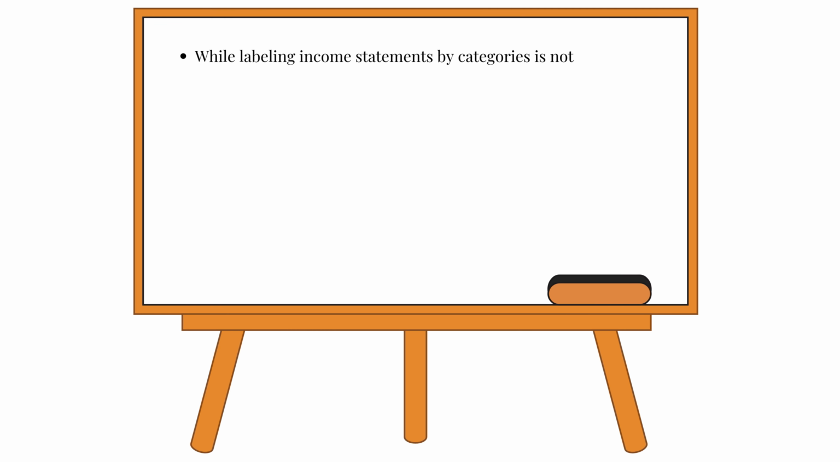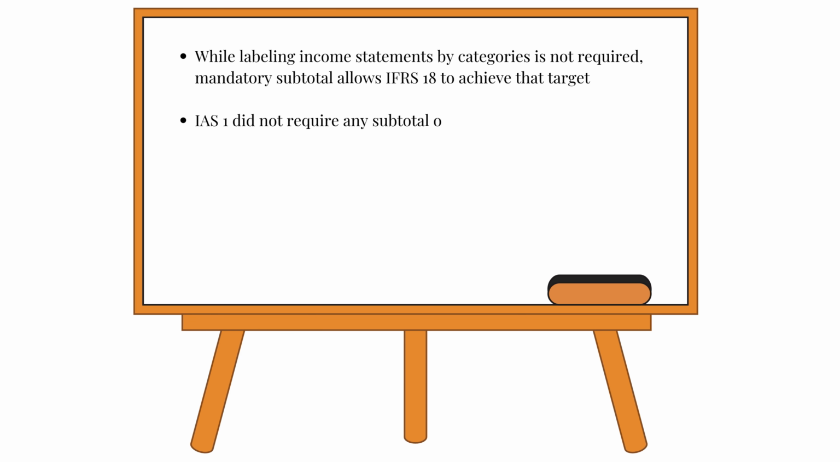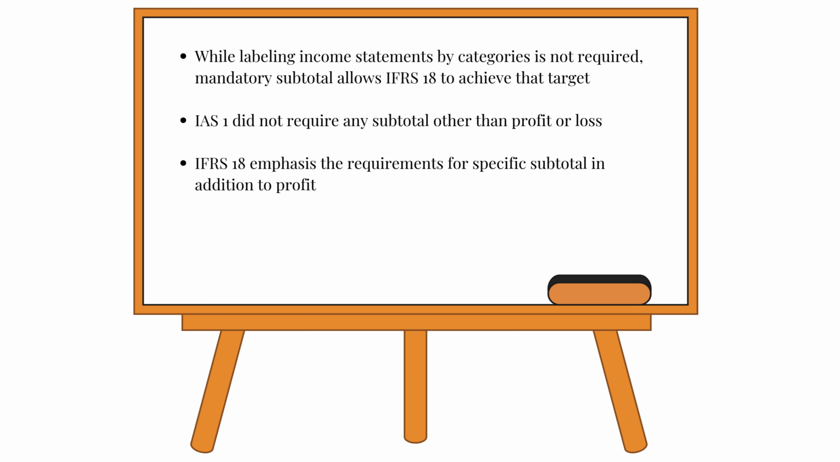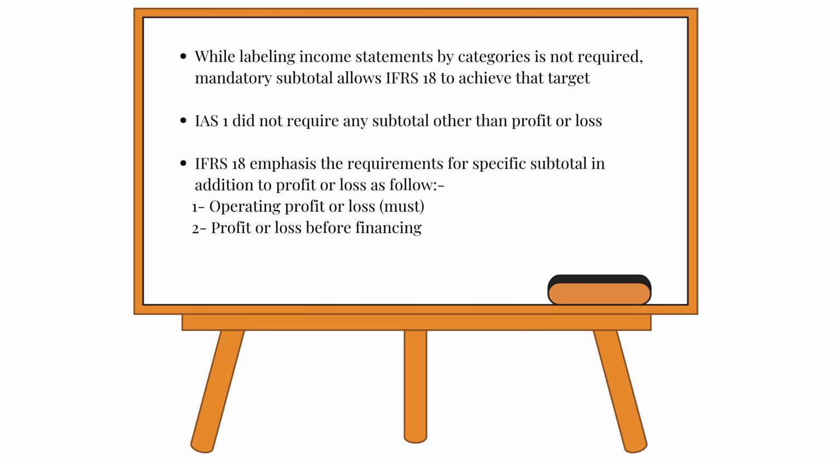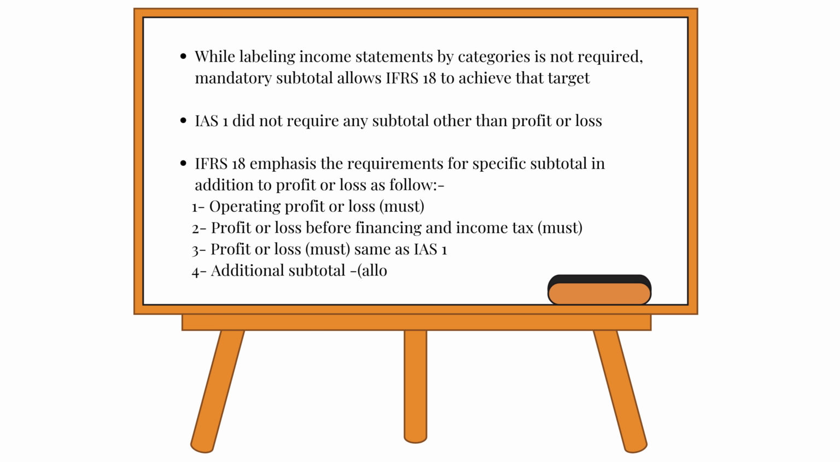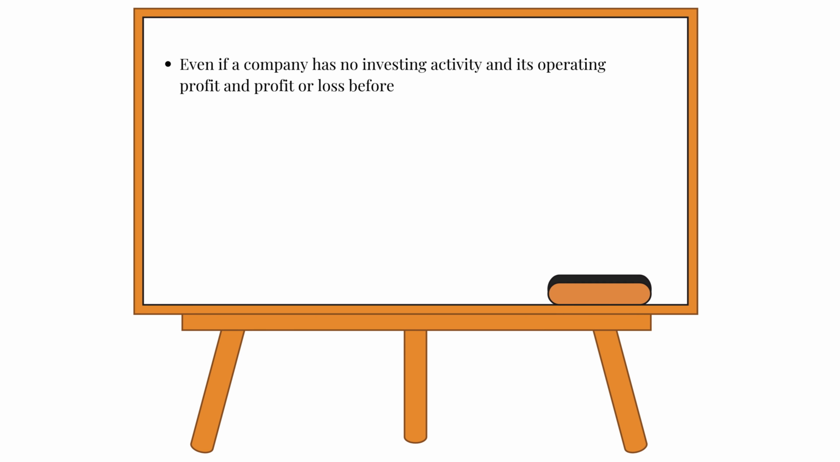While labeling income statements by categories is not required, mandatory subtotals allow IFRS 18 to achieve that target. IAS 1 did not require any subtotal other than profit or loss. IFRS 18 emphasizes the requirements for specific subtotals, in addition to profit or loss, as follows. Even if a company has no investing activity, and its operating profit and profit or loss before financing and income tax are equal, those amounts must still be presented separately.